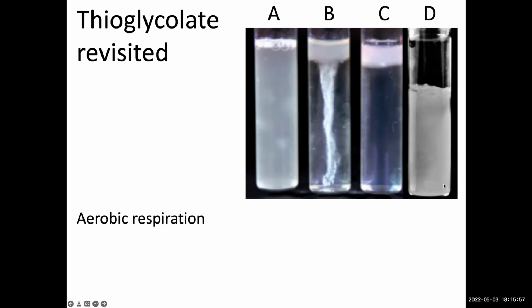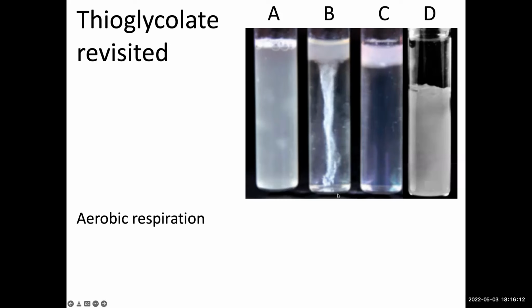So let's look at this thioglycolate test again. We talked about this during the growth section. We looked at the different patterns of growth, and we talked about what their classification is. Now let's talk about what's happening.